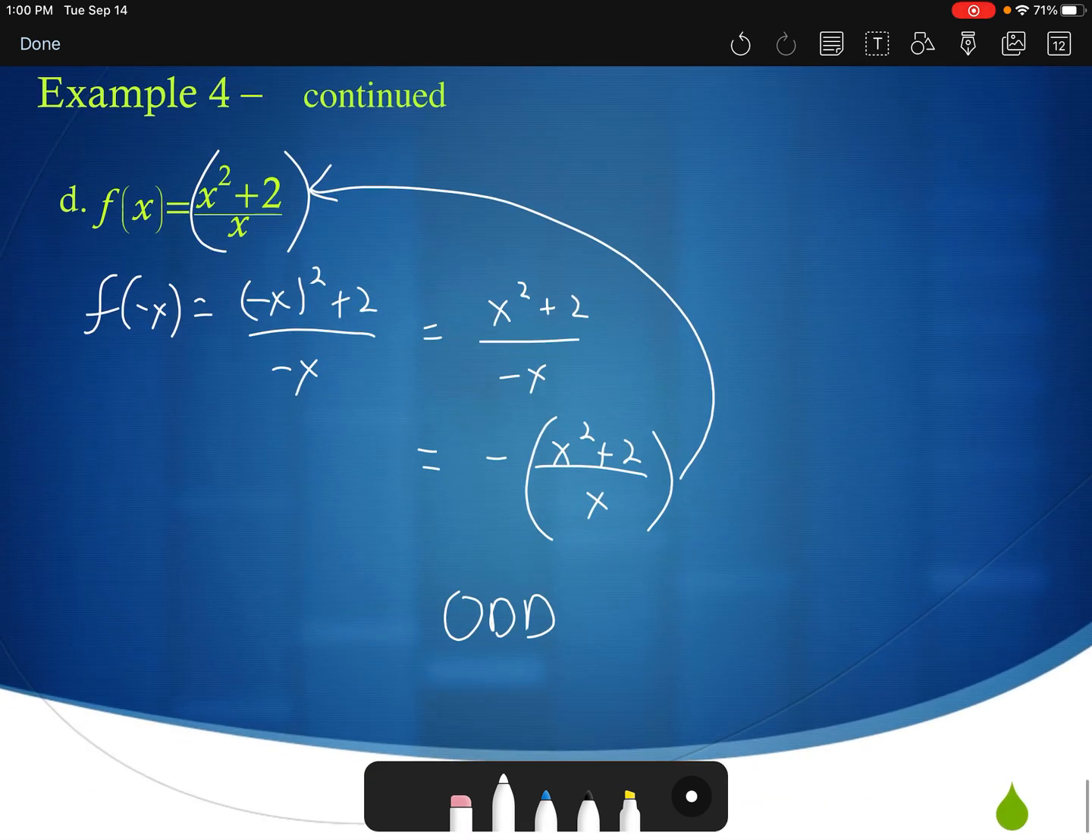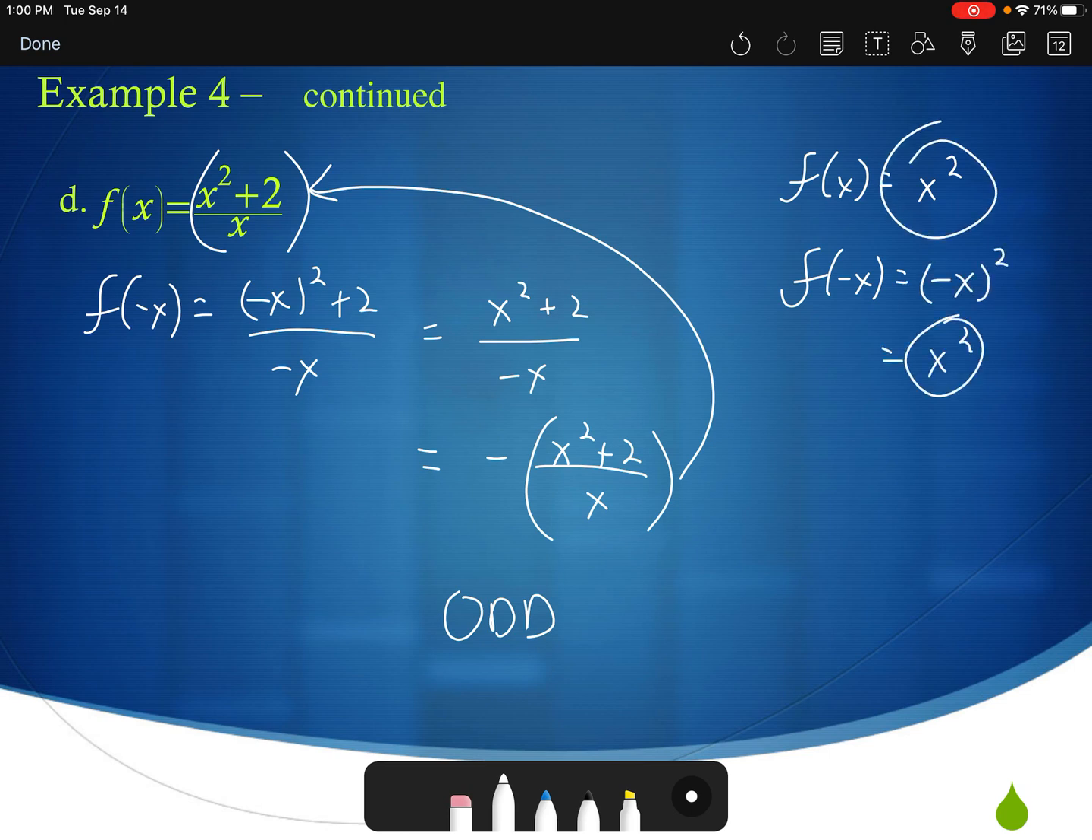So what could we do to find an even function? Here's an easy one for you. X squared. If you plug in negative x in there and square it, you get the same thing. So that would be called an even function.